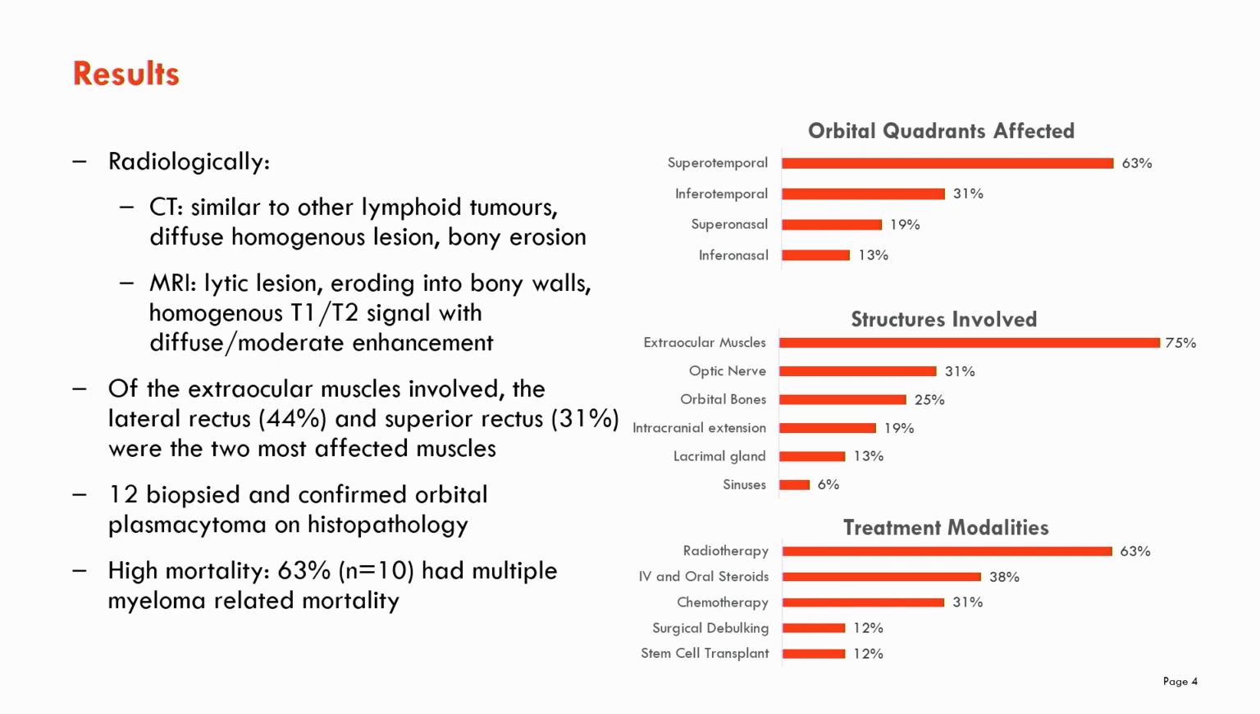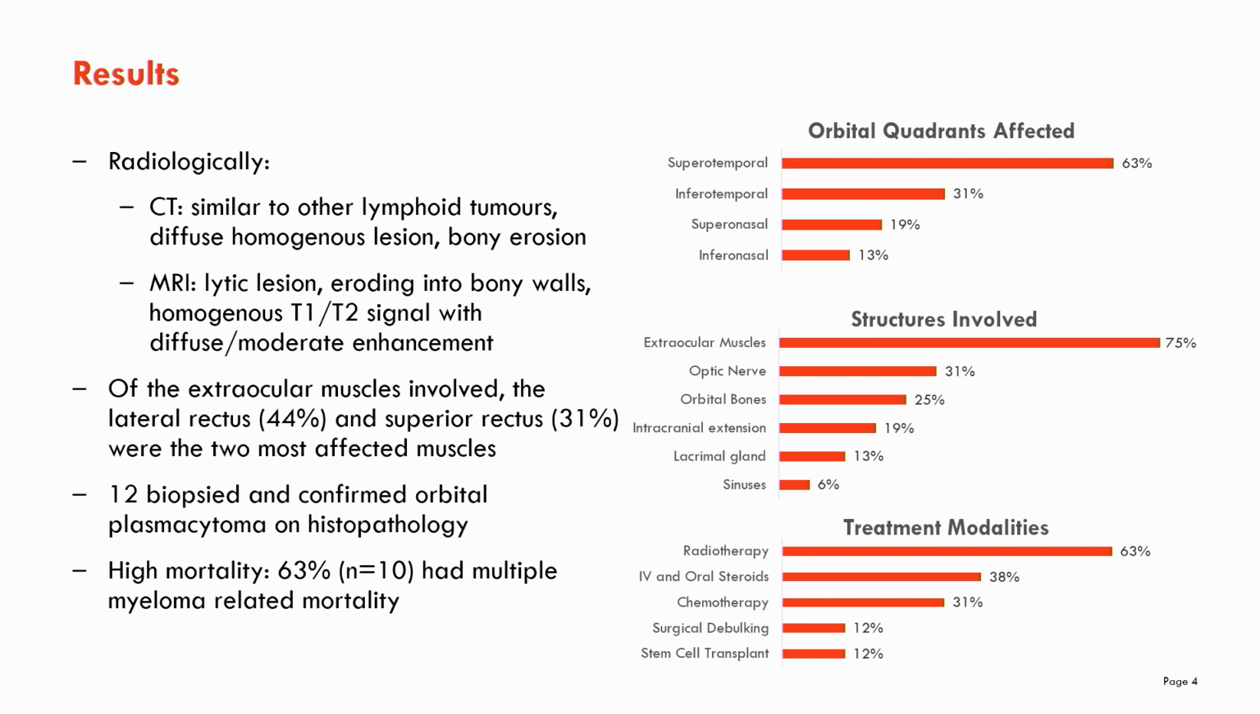On the right-hand side again, this graph shows the structures that were most likely to be involved in the orbit, with the most likely structure being the extraocular muscles. Of the extraocular muscles that were involved, the lateral rectus and the superior rectus were the 2 most commonly affected muscles. In our cohort, we had 12 patients that were biopsied and confirmed to have orbital plasmacytoma on histopathology.